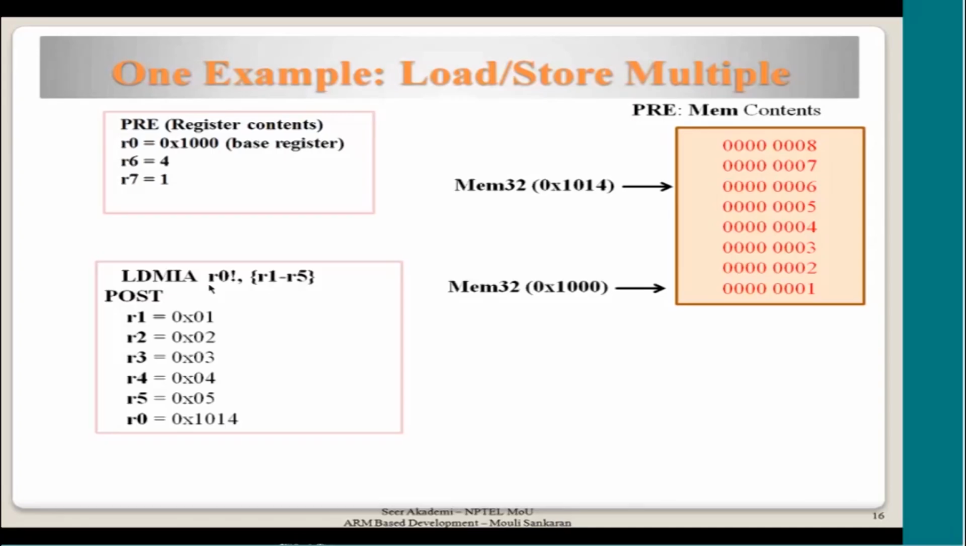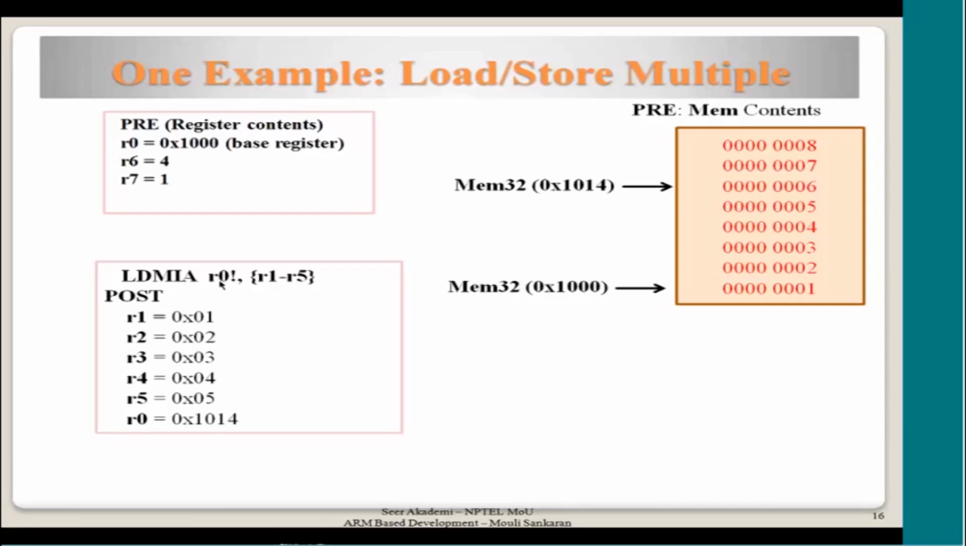Now from where is it taken? You are loading from the address where R0 is pointing. Okay, but there is a command to the processor that, before you take the address mentioned in the base register, increment after. That means the processor is supposed to increment the base register after the first transfer is done. Understood?